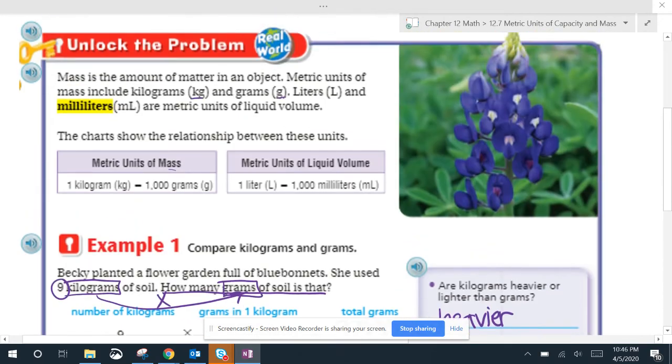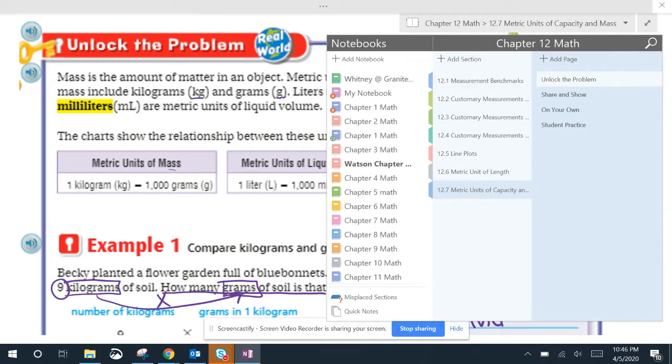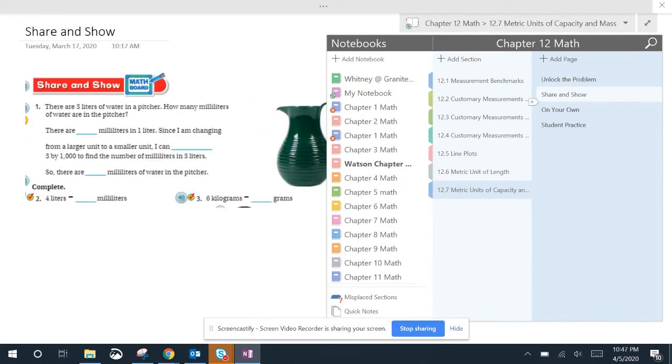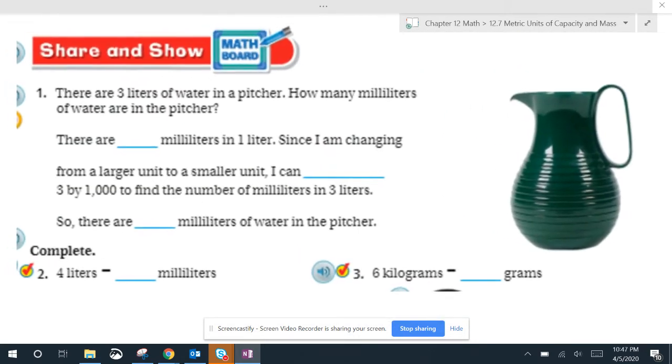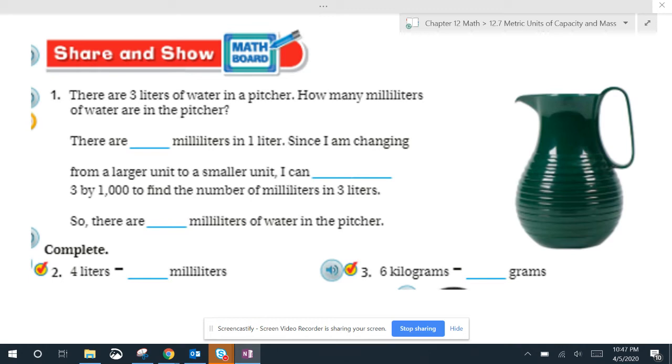Okay, that is our unlock the problem. Let's turn the page to Share and Show. This lesson's pretty short. Okay, we're going to do number 1 together. Then you're going to do number 2 and number 3 on your own and then check your work.